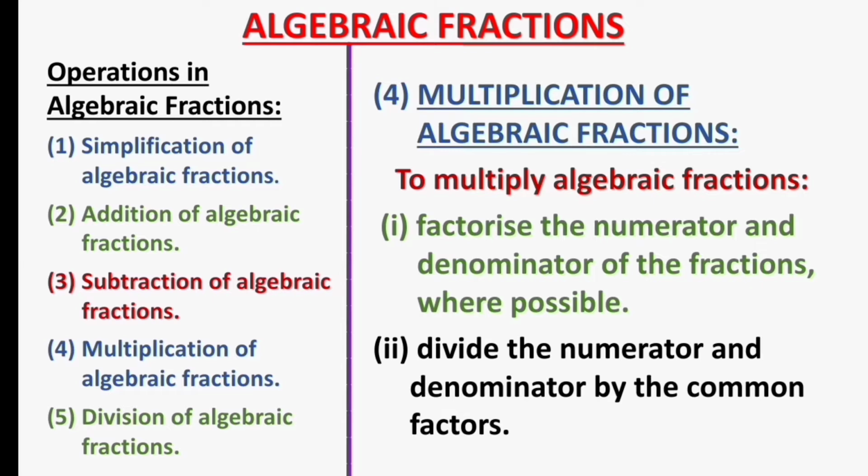Operation number 4. Multiplication of algebraic fractions. To multiply algebraic fractions, here are the procedures involved. Number 1. Factorize the numerator and denominator of the fractions where possible. Number 2. Divide the numerator and denominator by the common factors.